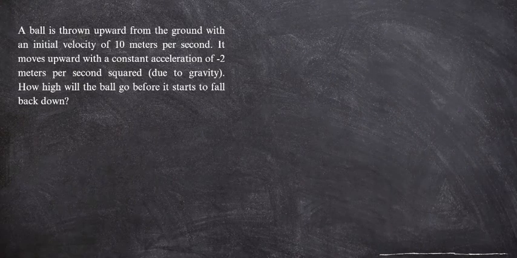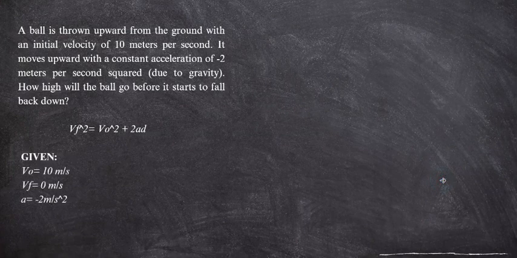So in this example, we are going to use the following equation for motion with constant acceleration, which is Vf squared equals Vo squared plus 2AD, where Vf is our final velocity, Vo is the initial velocity, A is the acceleration, and D is our distance traveled, or the height the ball reaches. So we want to find the height the ball reaches, so we are going to solve for D.